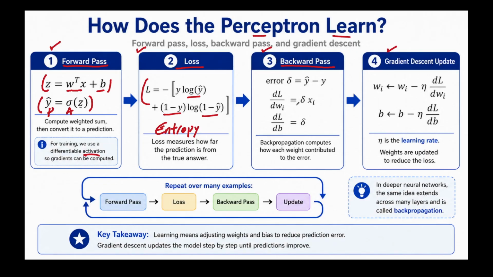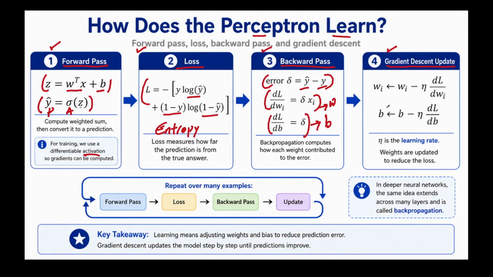Step 3 is the backward pass. In the backward pass, the model calculates how much each weight contributed to the error. The error can be written as delta equals y hat minus y. Here y hat is the predicted value, y is the true or original value. Then we calculate the gradient for each weight. So we are differentiating it. Differentiation of L with respect to wi equals delta times xi. This tells us how changing a particular weight will affect the loss. For the bias, we again do differentiation: dL by db equals delta. This is the basic idea behind backpropagation.